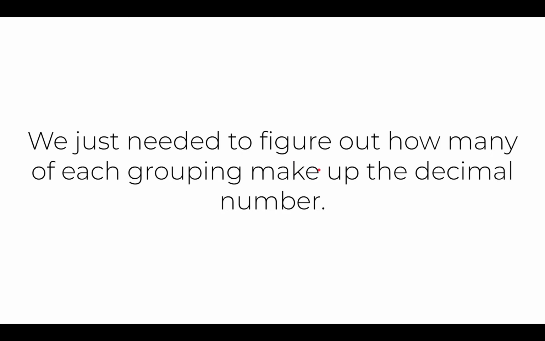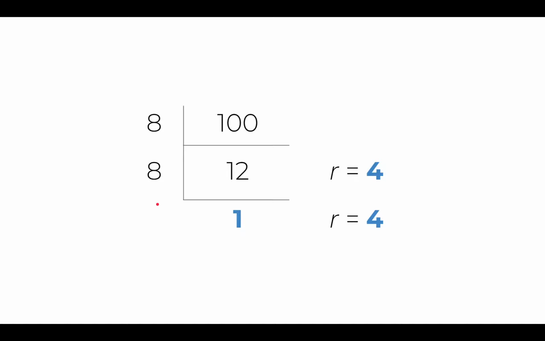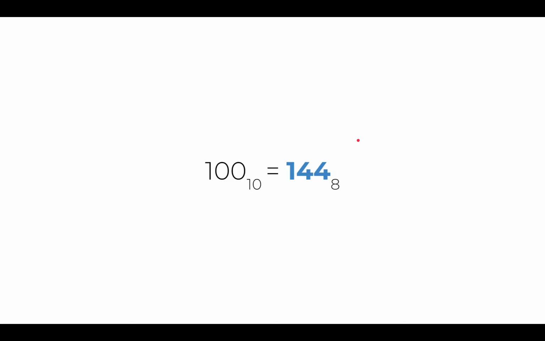So you need to figure out how many groupings make up the decimal number. Or you could just do it this way. You could do 100 divided by 8, and you get a remainder of 4. And do this divided by 8, and get a remainder of 4, and then get a final quotient of 1. So when you have the final quotient that's less than 8, you write 144, and you get 144 base 8.